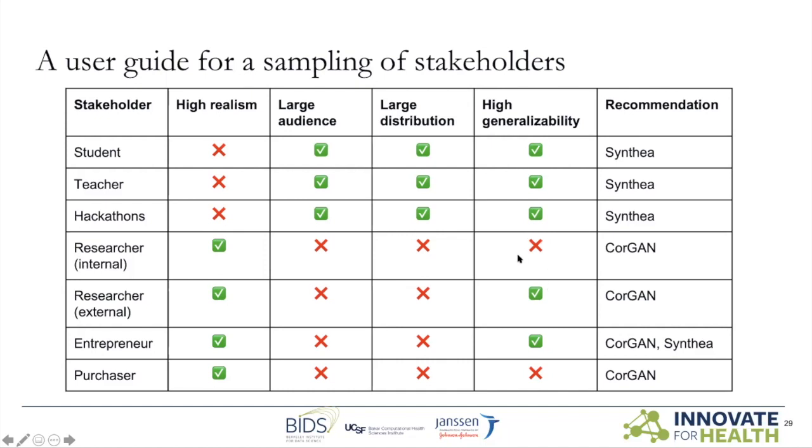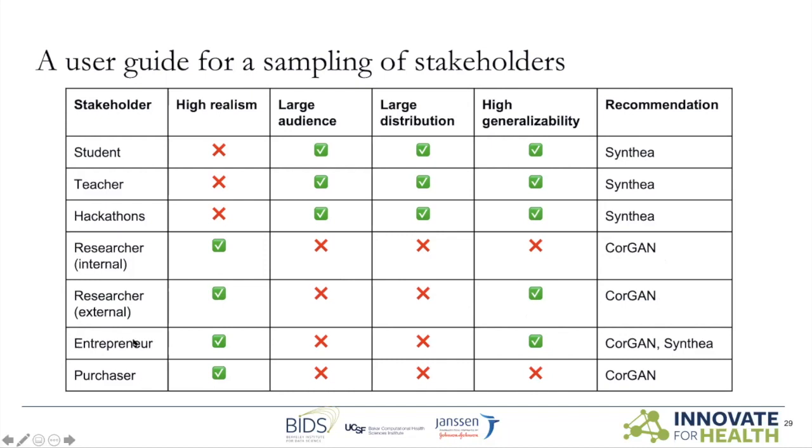And usually there is, although not in all cases, but in many cases, there is a particular use case in mind, so high generalizability might not be as important. In those cases, CorGAN might be a really good option. For external researchers, the only difference would be perhaps you need a little bit more high generalizability, but because high realism would also for many research purposes be of the highest priority, CorGAN is probably also the best choice.